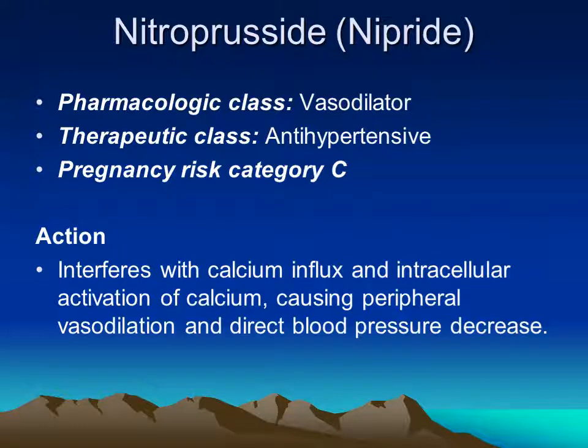Nitroprusside. Nitroprusside is a vasodilator. It's an antihypertensive. The action interferes with calcium influx and intracellular activation of calcium, causing peripheral vasodilatation and direct blood pressure decrease.